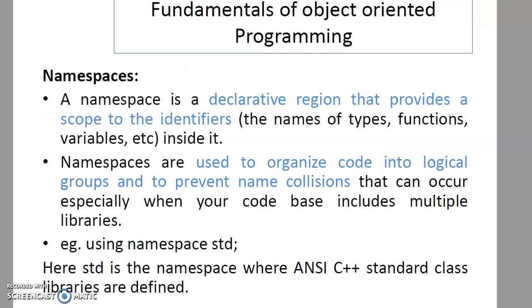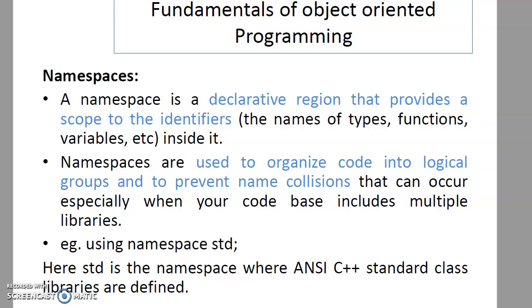Speaking about the fundamentals of object oriented programming, the first concept is namespaces. A namespace is a declarative region that provides a scope to the identifiers, the names of types, functions, variables, etc. inside it. So basically, in a namespace you can declare variables, functions, etc. So scope to all these things is provided by a namespace.